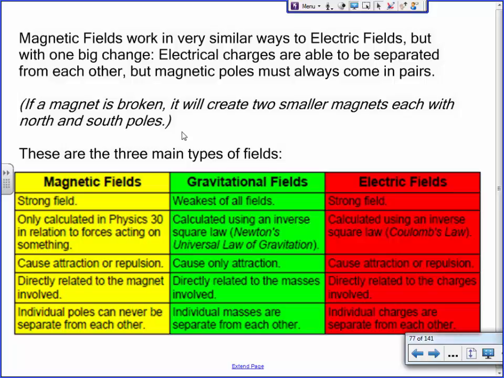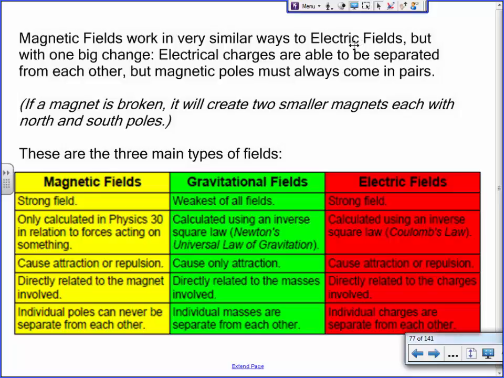Anyways, that's what physicists are looking for, a way to make a magnet that's only one pole, but to the best of our knowledge, at least as of when I Googled this last night, they haven't found a monopole yet. But they're looking. So, let's talk about this slide here.